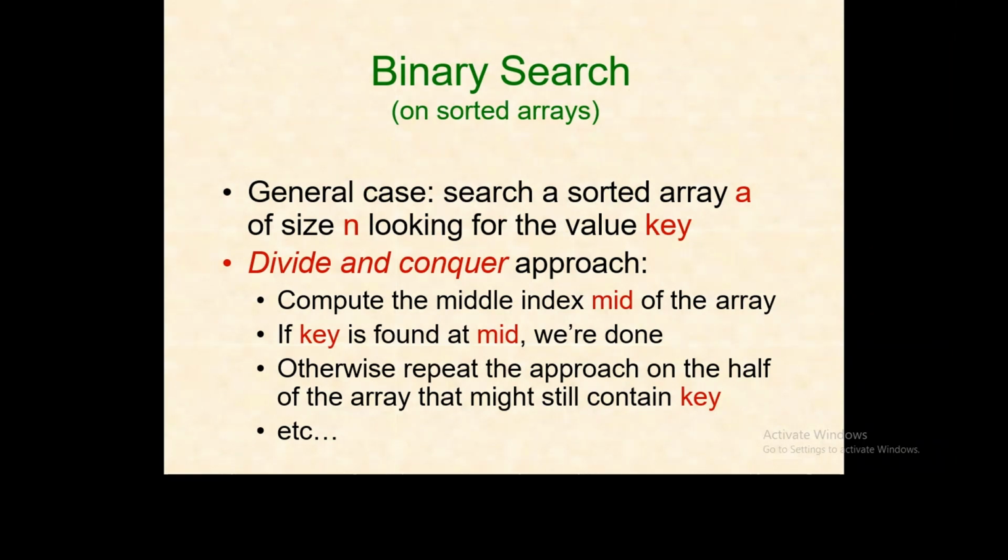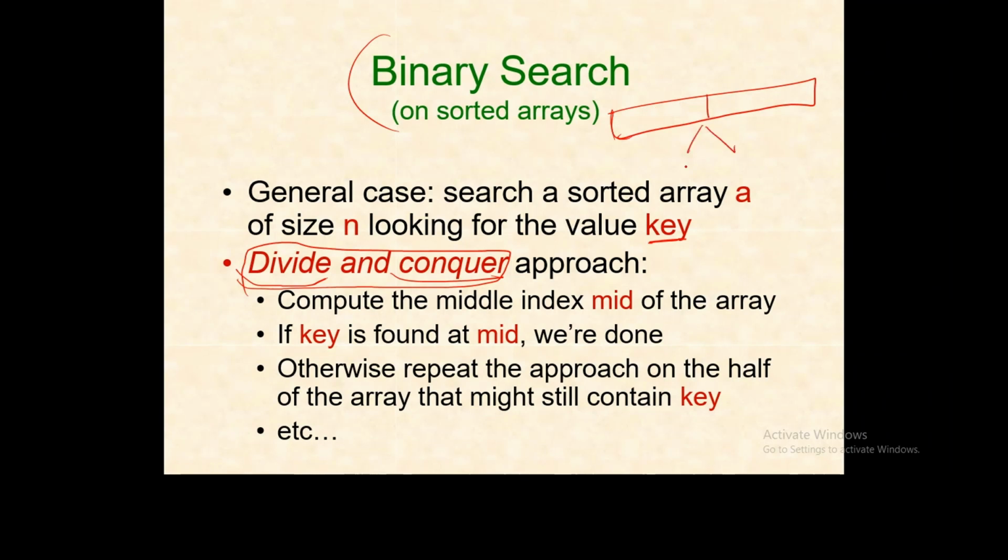So in a general case, we search a sorted array A of size n, looking for a value key. This binary search algorithm is basically based on the divide and conquer approach. Now what is this divide and conquer approach? Let's suppose we have a big problem. Then rather than solving the problem as a whole, just divide the problem into sub problems. Let's suppose we have divided this problem into two sub problems. Now again divide these problems into sub problems.